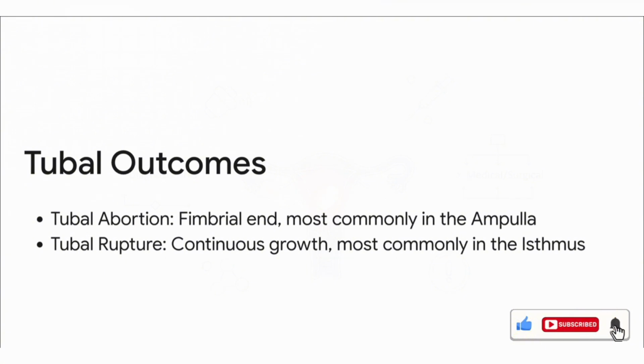Number 2, tubal rupture. The ectopic continuously grows and grows until the tube simply bursts under the pressure. The most common site for rupture is the isthmus. Make sure you lock in these specific anatomical sites for each distinct outcome.